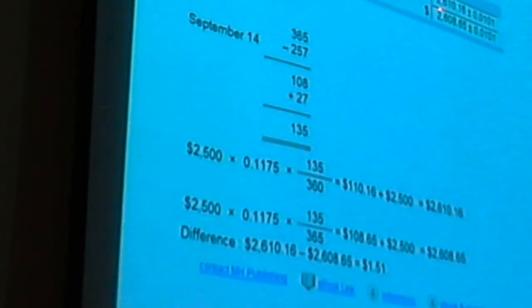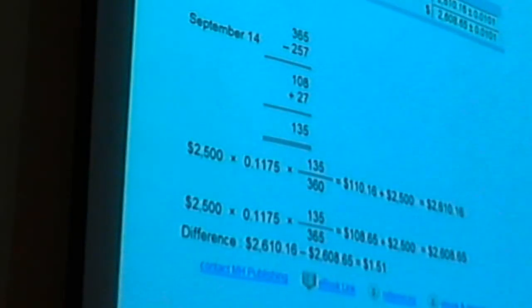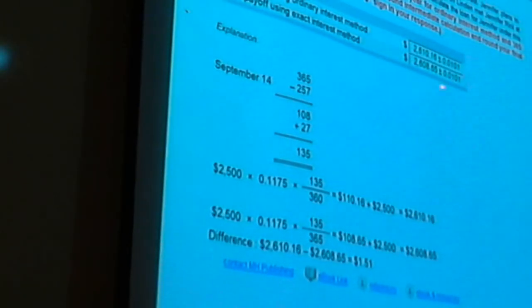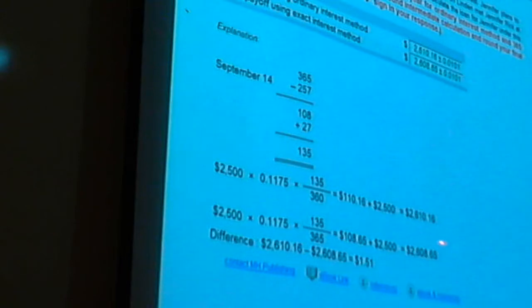Are they asking you for the difference here? No. What they do want is these numbers. So here's your ordinary, here's your exact.